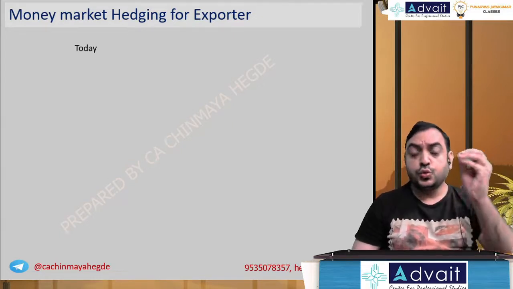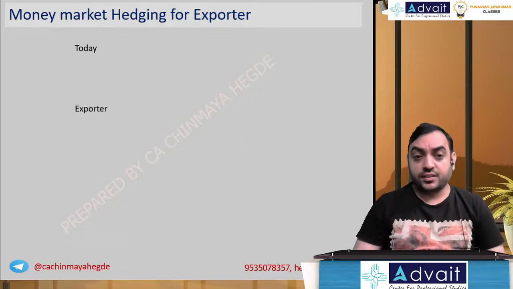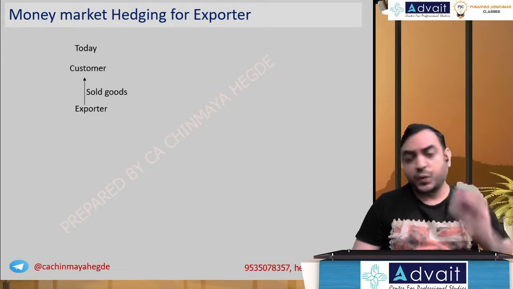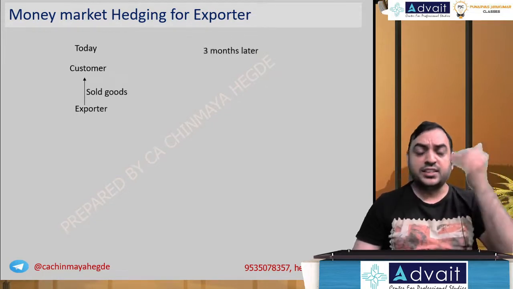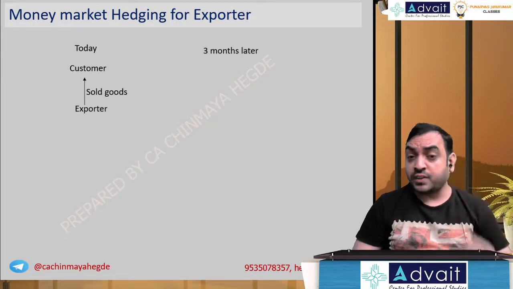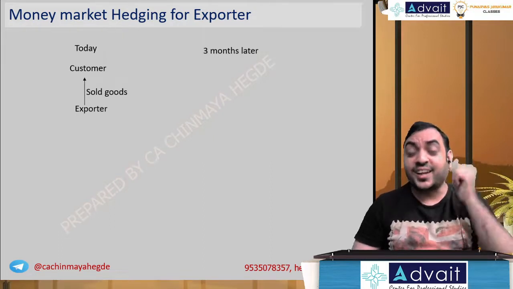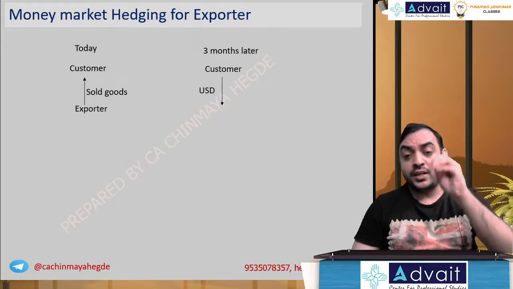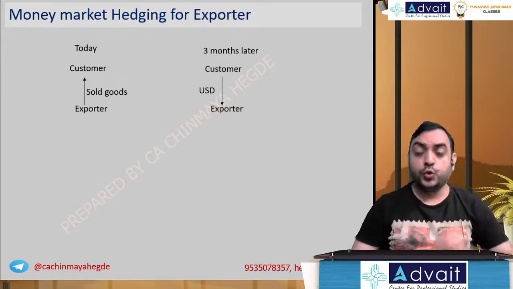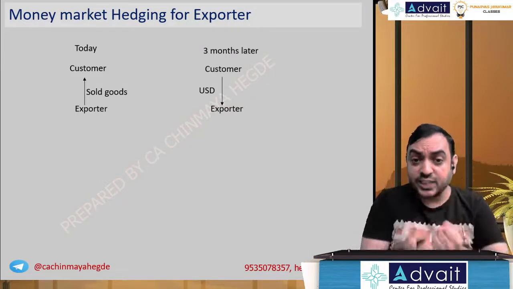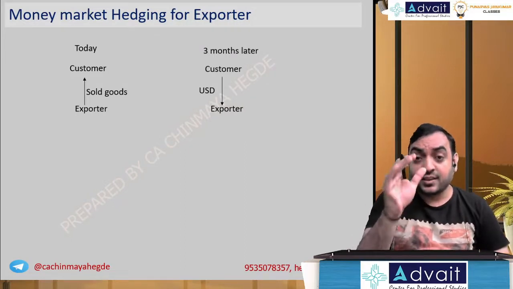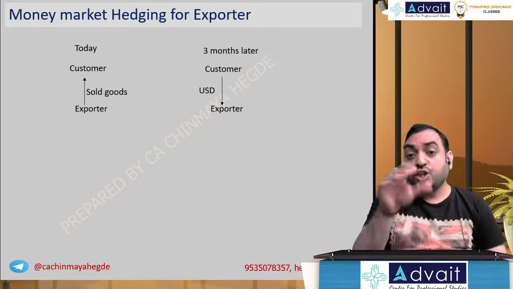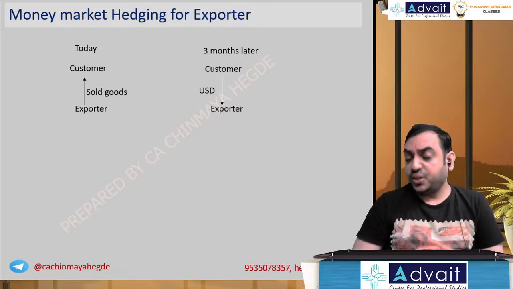Imagine you are an exporter. And what does an exporter do? He will sell goods to his customer and he will receive the payment. But the payment he will not receive immediately. He'll give credit, he'll give time to make the payment. So the customer will make the payment in dollar terms to you. You are an exporter. You receive US dollars when? After 3 months. You are an Indian person. You receive USD. What do you do with that USD?